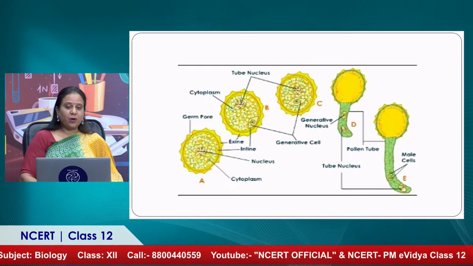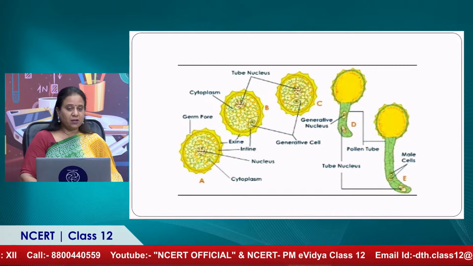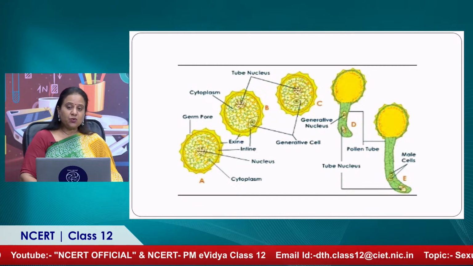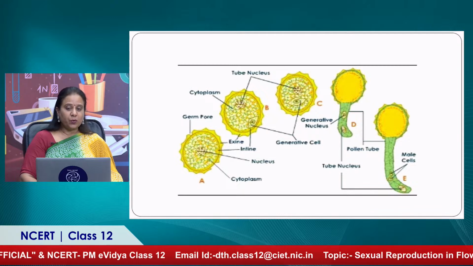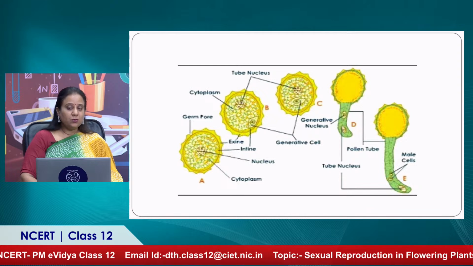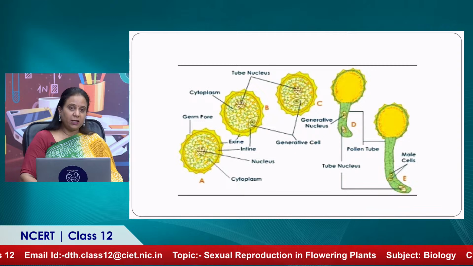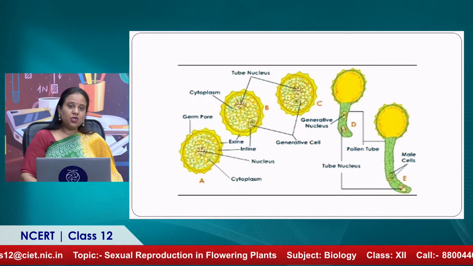This diagram shows where the generative nucleus is, where the vegetative cell is, where the exine and intine are, and two more structures in the last two diagrams, where we can see a long tube-like structure which is known as the pollen tube. This pollen tube comes out from the inner layer of the pollen grain, which is the intine, through the germ pore.